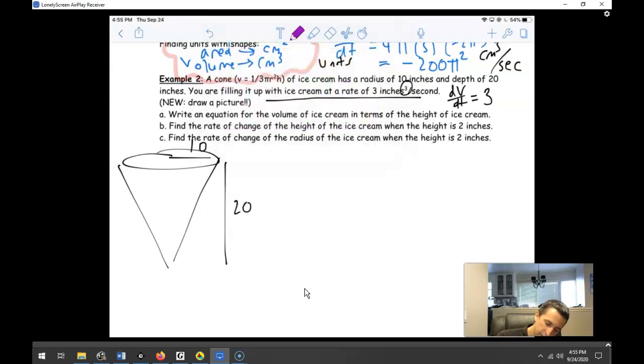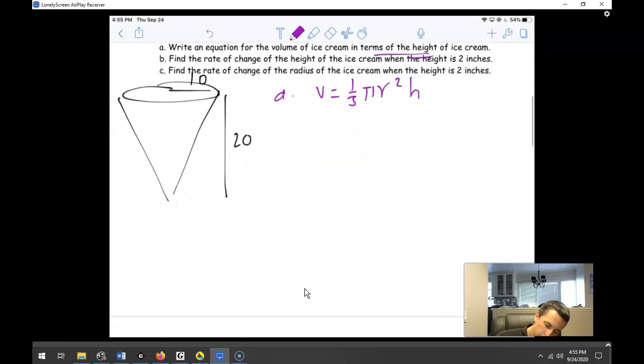Now, this problem gave us the equation for the cone. So in part A, we start with volume equals 1/3 pi r squared h. And this told me to write an equation for the volume of the ice cream just in terms of h. So I want to write this in terms of h, and the way I'm going to do this is use similar triangles to draw a ratio between radius and height, just like you do in geometry.